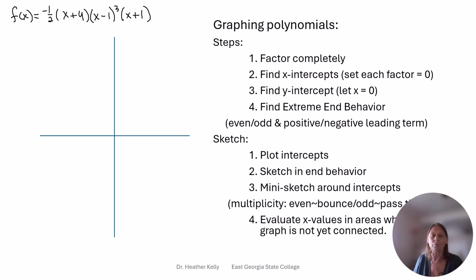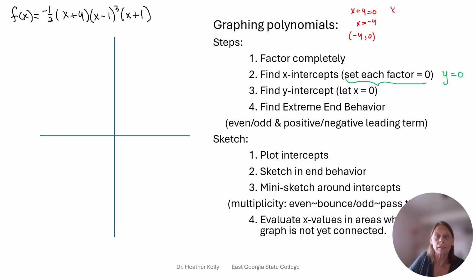Now, when we find x-intercepts, we're basically setting y equal to 0, which is also setting each factor equal to 0, which is why you should go ahead and factor it first. And then finding the y-intercept is just letting x equal 0. So let's find these things here. So for the x-intercept, we have x plus 4 equals 0, so x is equal to negative 4. So we have the point negative 4 and 0.